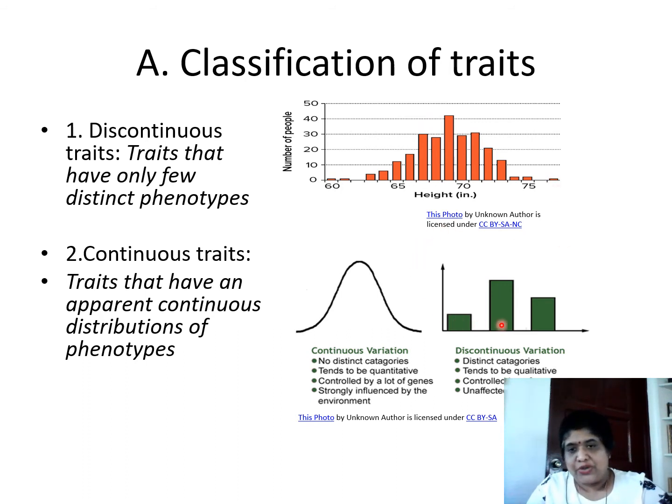Now for discontinuous traits, the traits shown here have distinct characters, tend to be qualitative, are controlled by a smaller number of genes, and are unaffected by the environment, such as blood group. Okay, A, B, O, and so on.